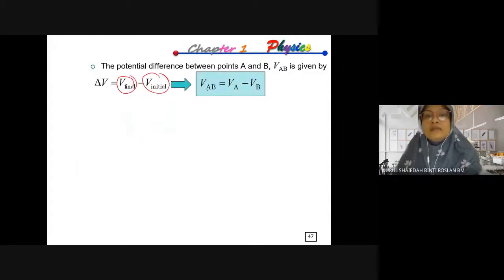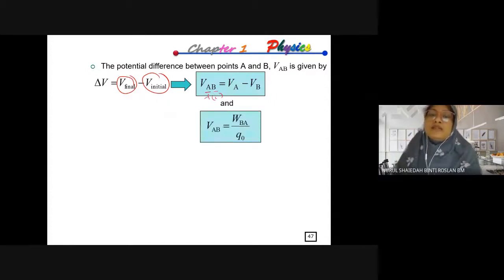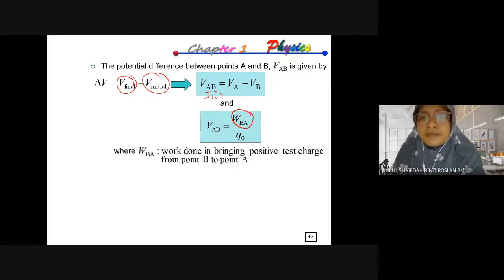So VA minus VB, where VAB equals WBA over Q naught. This one is reversed. Why WBA? Because it is the work done in bringing the test charge from B to A.